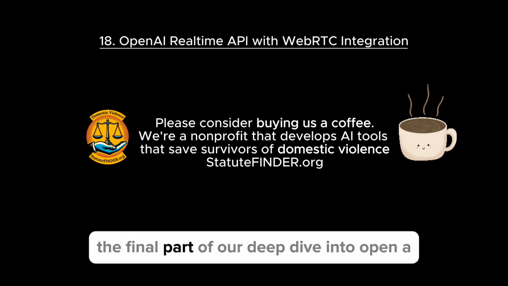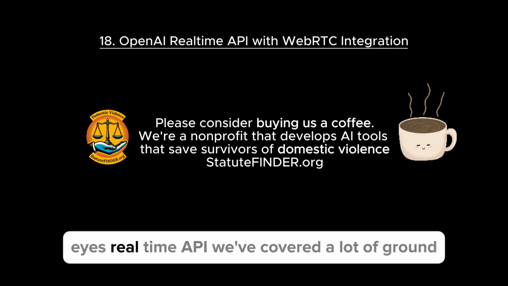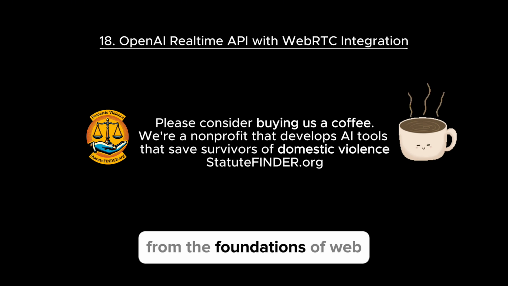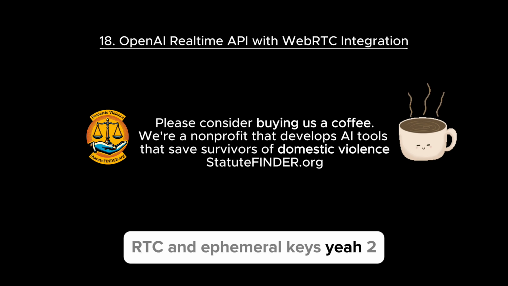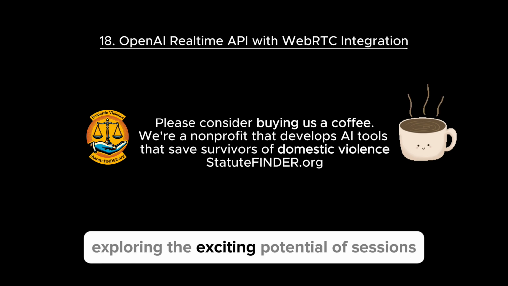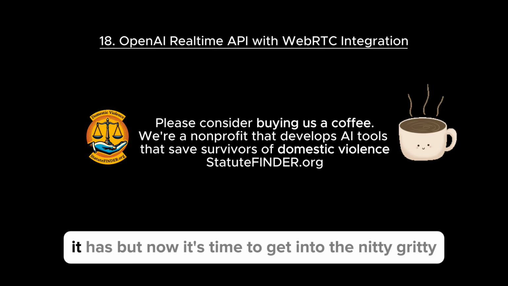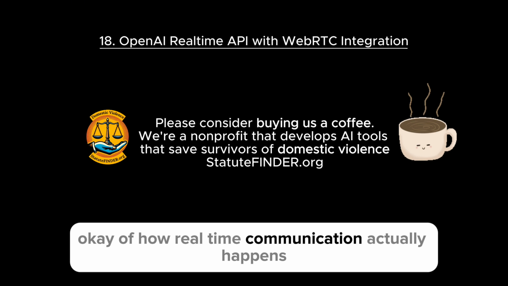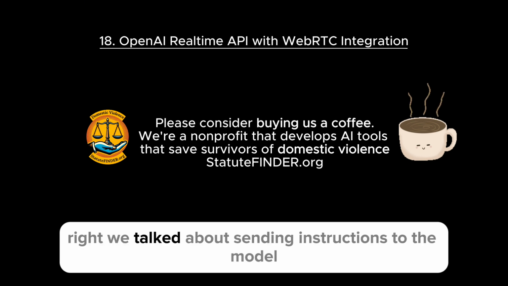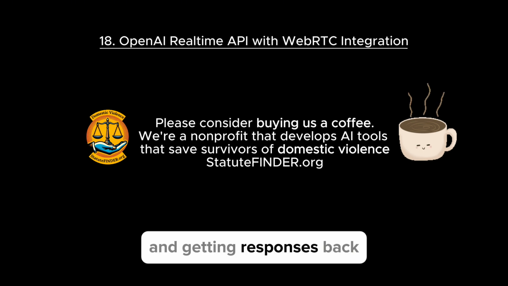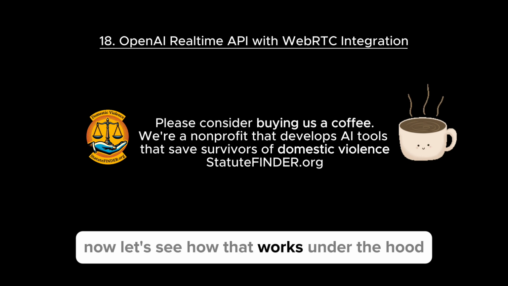Welcome back to the final part of our deep dive into OpenAI's real-time API. We've covered a lot of ground, from the foundations of WebRTC and ephemeral keys to exploring the exciting potential of sessions and function calling. Right. It's been quite a journey. It has, but now it's time to get into the nitty-gritty of how real-time communication actually happens. We talked about sending instructions to the model and getting responses back. Now let's see how that works under the hood.